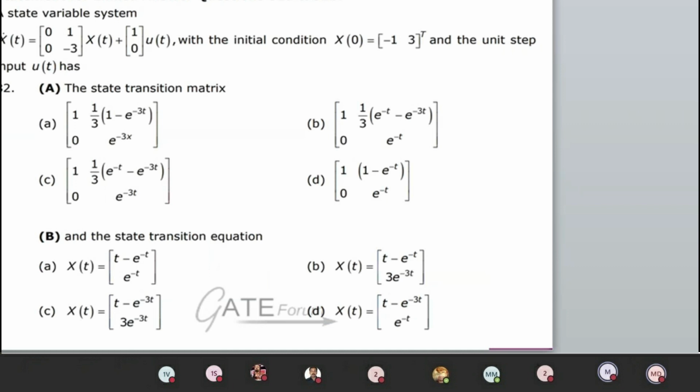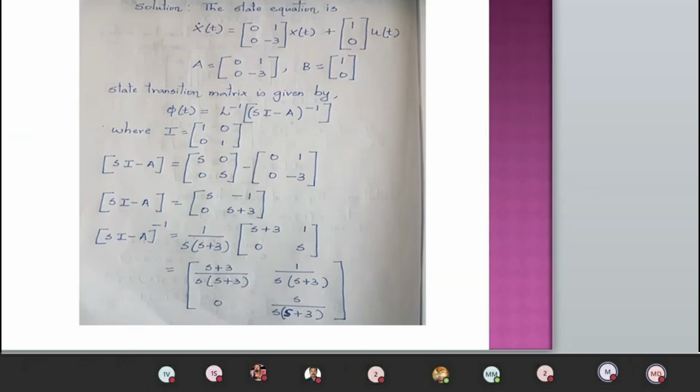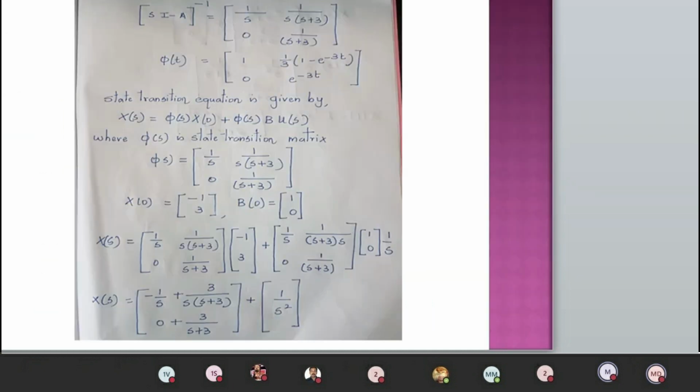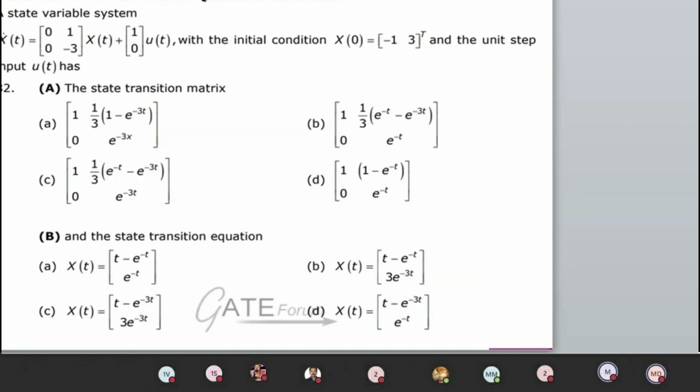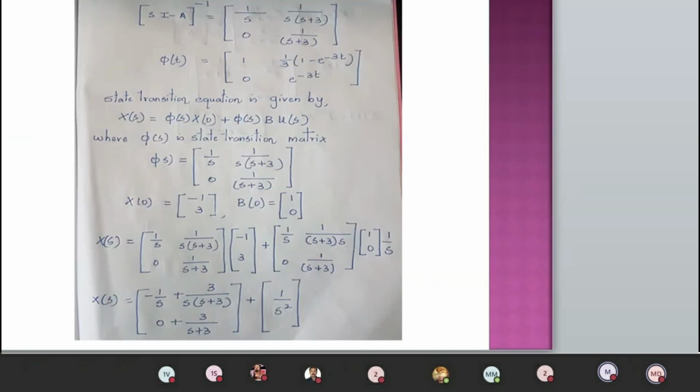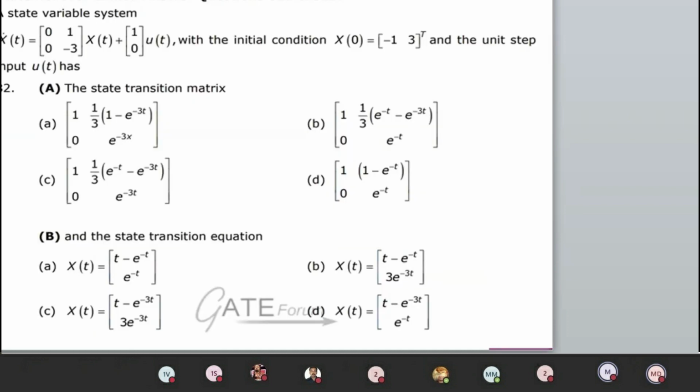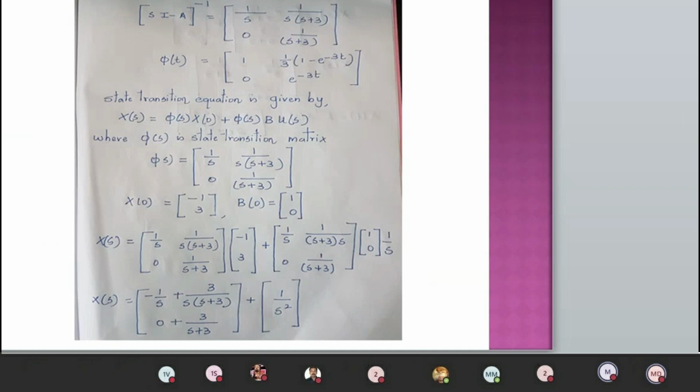Check with the solution you got. That is in time domain, the frequency domain. The solution is given in time domain. Check the time domain. Okay. So I think the correct answer is C. So where phi of s is the state transition matrix.